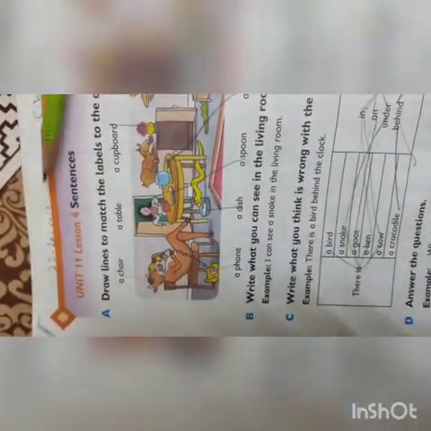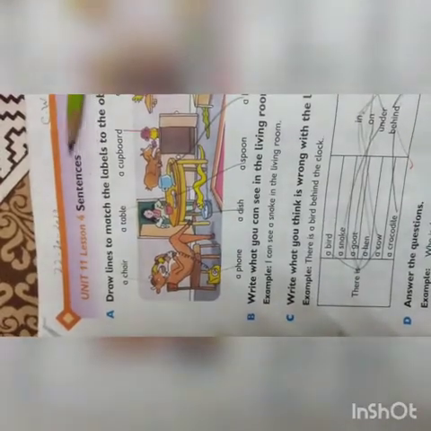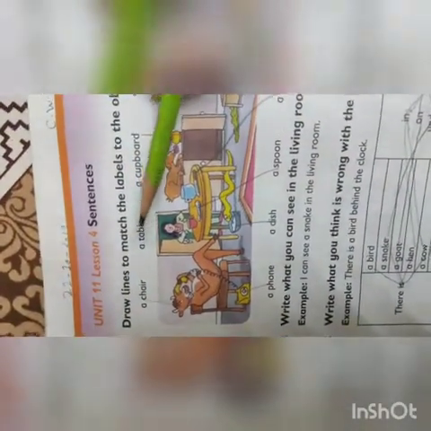Now open your page number 62, unit number 11, lesson 4 sentences. Draw lines to match the labels to the object in the picture. A chair. Where is the chair? Here. Now match it. Where is the table? Here. Now match it. Here's a table. A cupboard here. A clock here. A bookshelf is here. So match it like this.